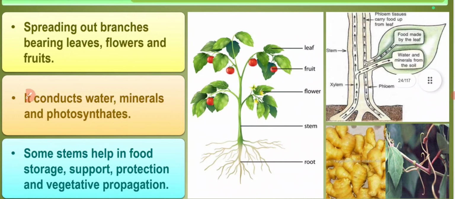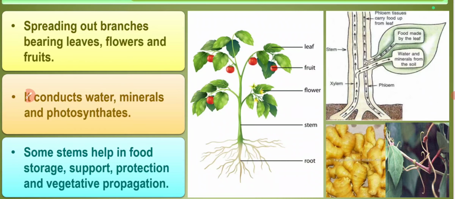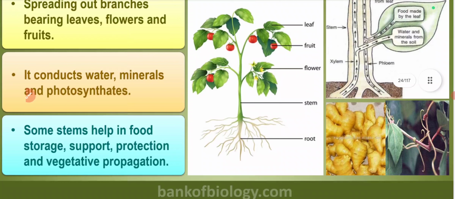Next, functions of the stem. Spreading out branches bearing leaves, flowers and fruits is the main function of the stem. It conducts water, minerals and photosynthates. Okay, the chemicals produced by photosynthesis are called photosynthates. Some stems help in food storage, support, protection and vegetative propagation. Food storage, like in ginger and potato. Potato is an underground stem that stores extra starch, and sugarcane also stores sugar. It also gives support to the plant, and protection and vegetative propagation.